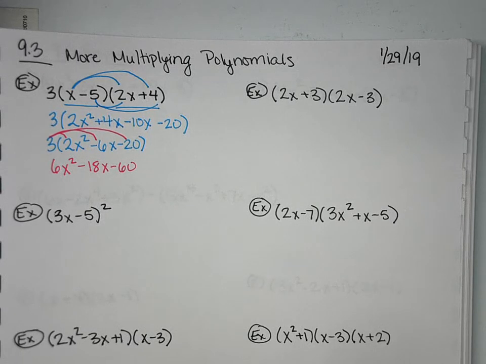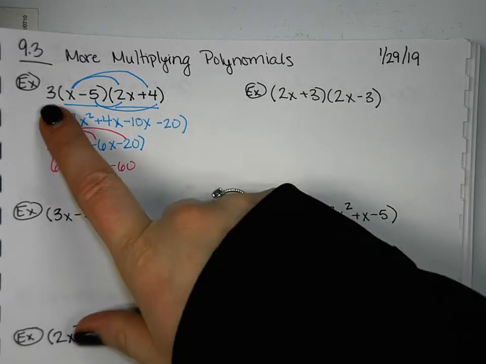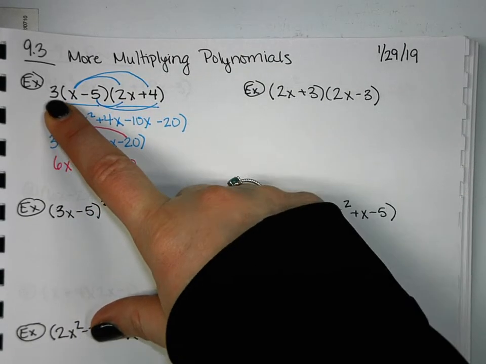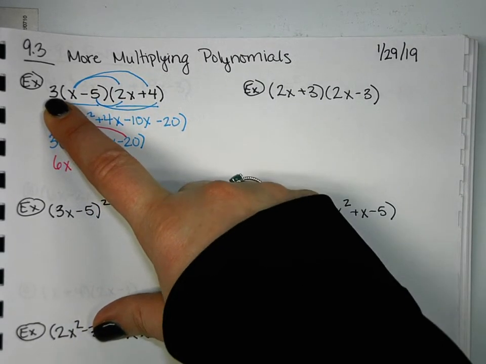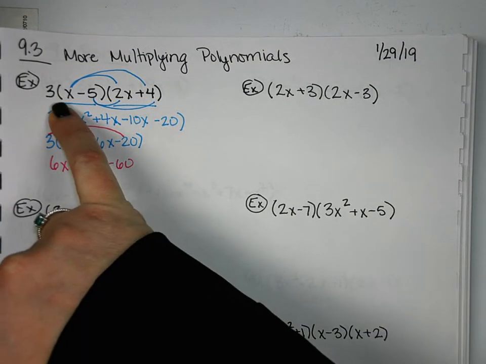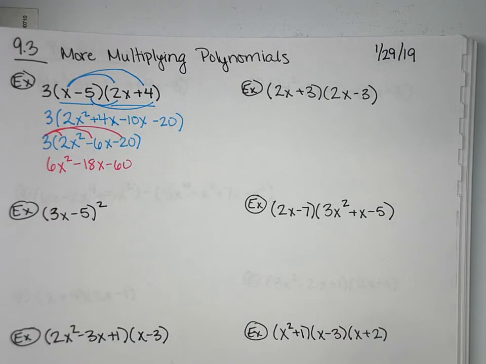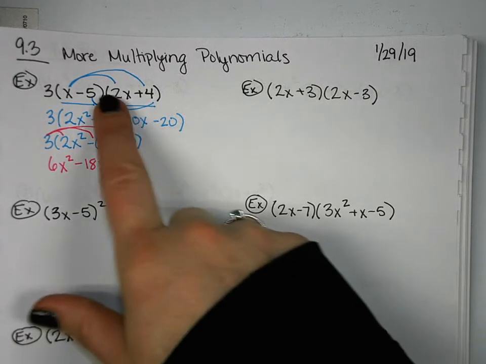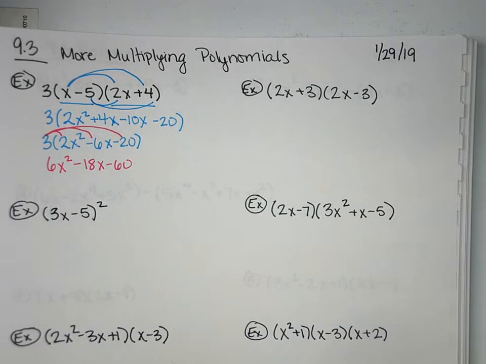The other way that you could possibly do it, some people like to distribute the 3 first, but the reason I would say don't is because a lot of people make a mistake when they distribute the 3. If you're going to distribute the 3 first, you only do it to the first parentheses, not both. And that's where some people make a mistake. So I would just go ahead and multiply your polynomials first and save the monomial for the end so you don't make that mistake. Okay? But that's really the big difference today, is we're just going to be doing these multiplying, but we're going to have a little bit more than just once.